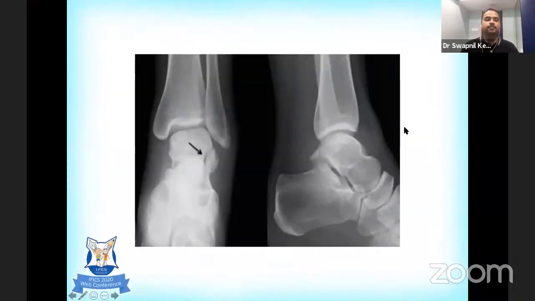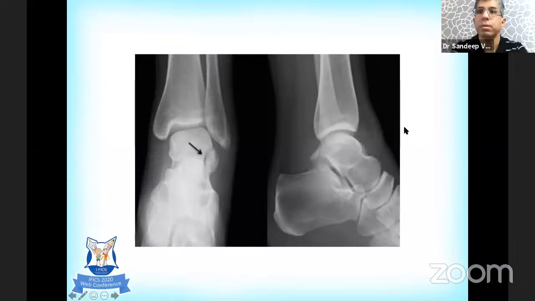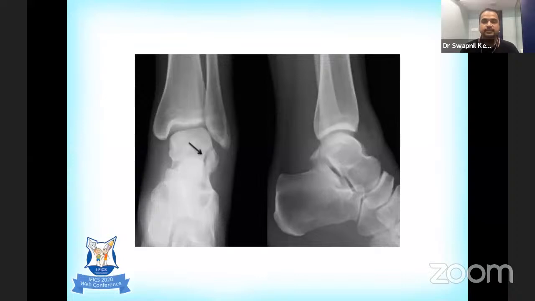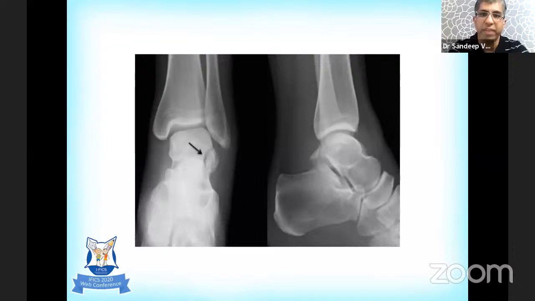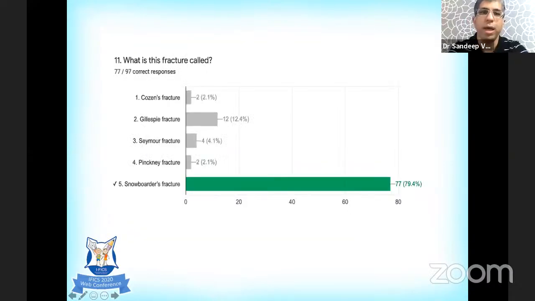So the first question in the ankle foot and... can you hear me? Yes, yes. Hello? Yes, yes. Yeah, this is question number 11, and it was pertaining to this X-ray. The question that was asked was, what is this fracture called? Most of the delegates, that is 79%, have got the answer correct. This is the snowboarder's fracture.